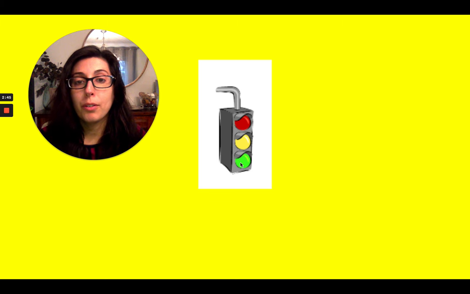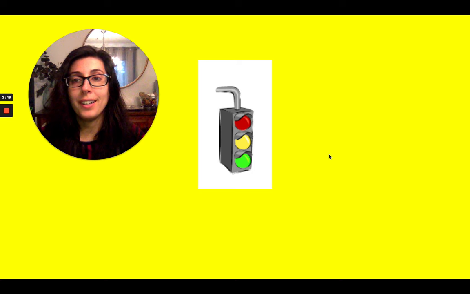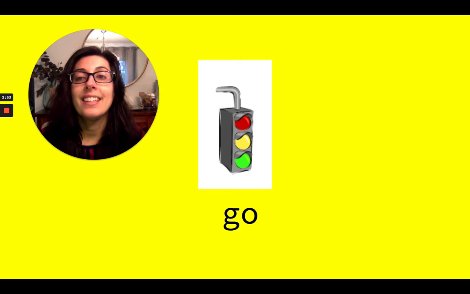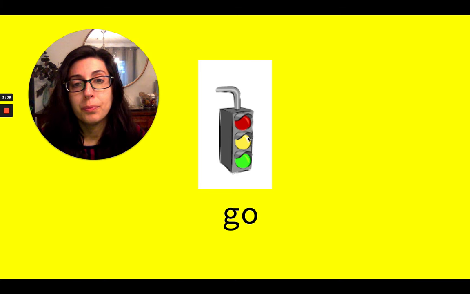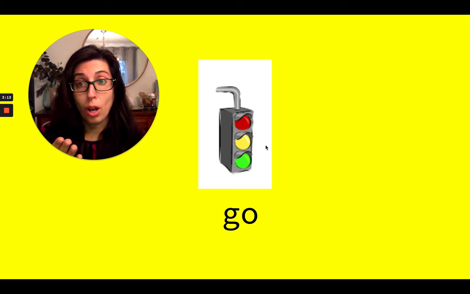Okay, what about the green light on this traffic light? What is that a symbol of? Call it out in 3, 2, 1. Yes. The green light on a traffic light tells you that you can go. What about the red light? What does that tell you? That you have to stop. That's right. And the yellow light tells you that you should slow down.